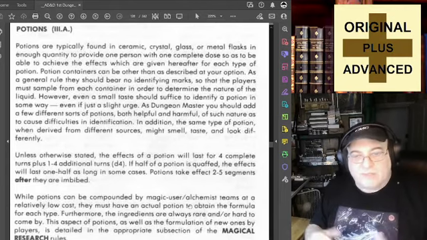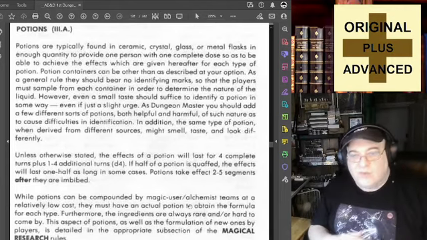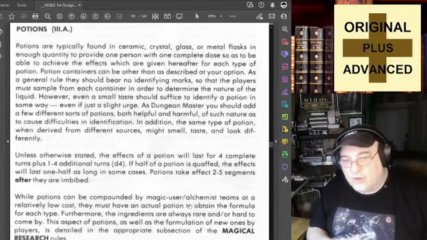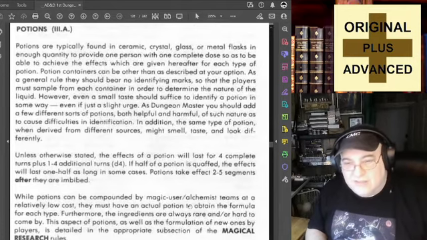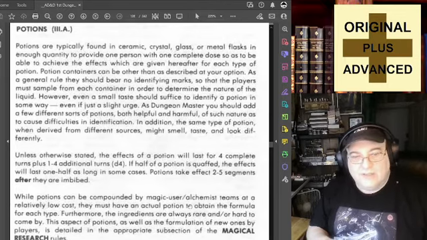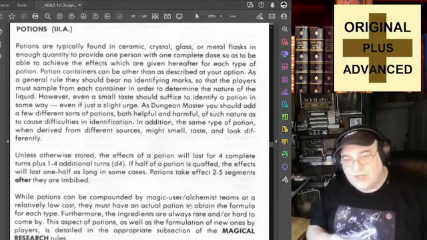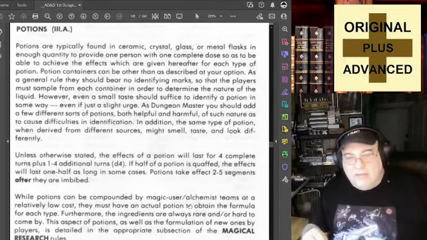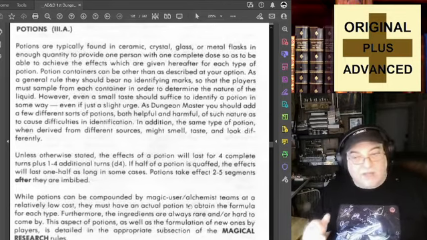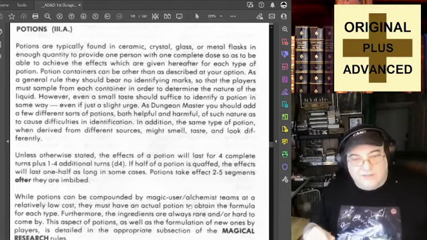However, even a small taste should suffice to identify a potion in some way, even if just a slight urge. As Dungeon Master, you should add a few different sorts of potions, both helpful and harmful, of such nature as to cause difficulties in identification. In addition, the same type of potion, when derived from different sources, might smell, taste, or look differently.